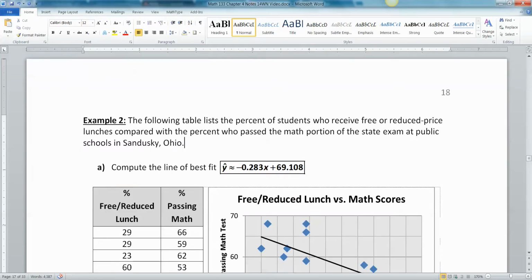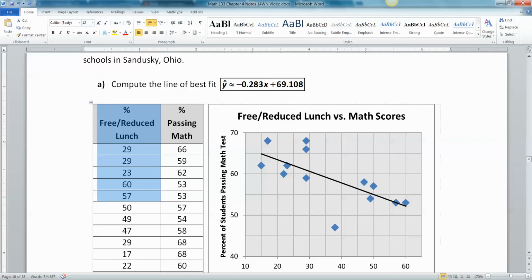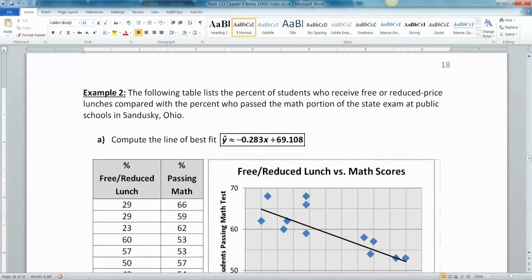There we go. So if you watch that video, I'll show you how I come up with this equation for our infamous free lunch passing math data. This came from the calculator right here. Right there, that came from the calculator using the instructions on the previous page.